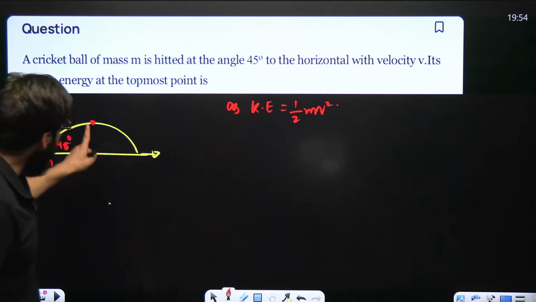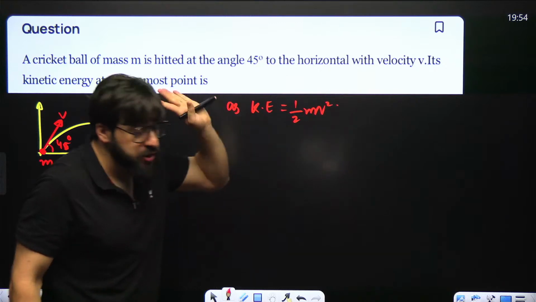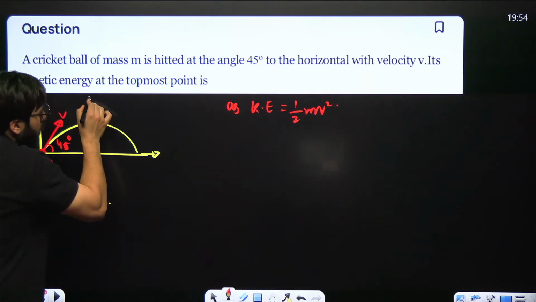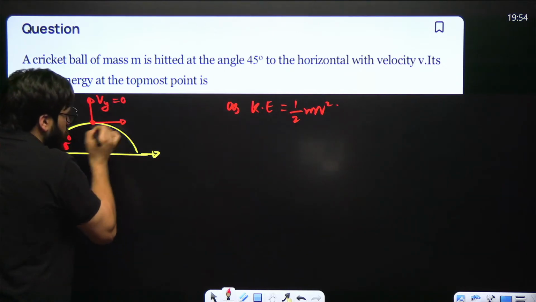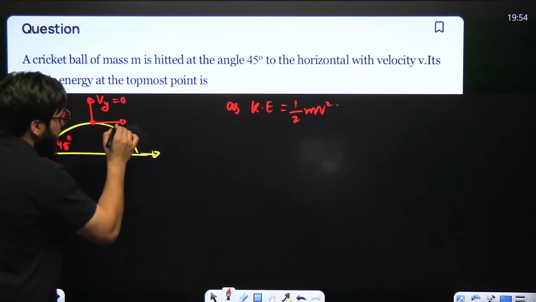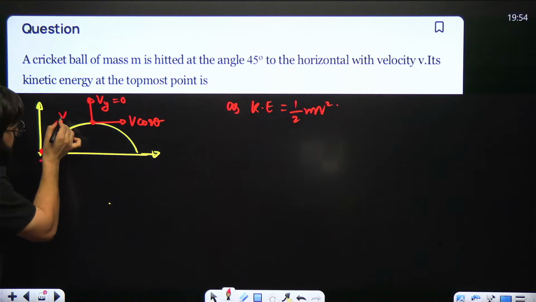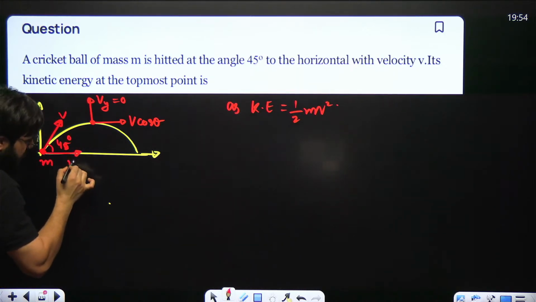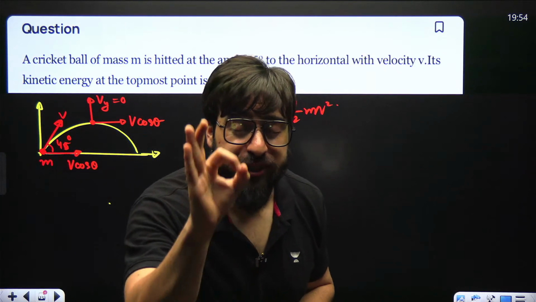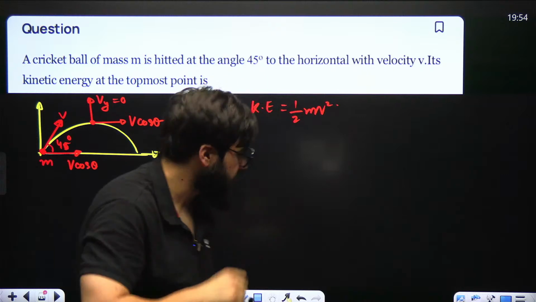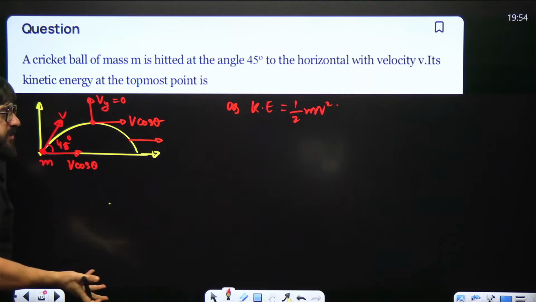Now at the topmost point, what is the mass? Mass is m. Now we have to find the velocity at the topmost point. At the topmost point it will have Vy, that is 0, and it will have the x component, that is v cos theta. Why v cos theta? If this is v, can I say the horizontal component will be v cos theta? Yes. And we know horizontal velocity in projectile motion remains constant. So here it is v cos theta, here it is v cos theta, even here also it will be v cos theta.